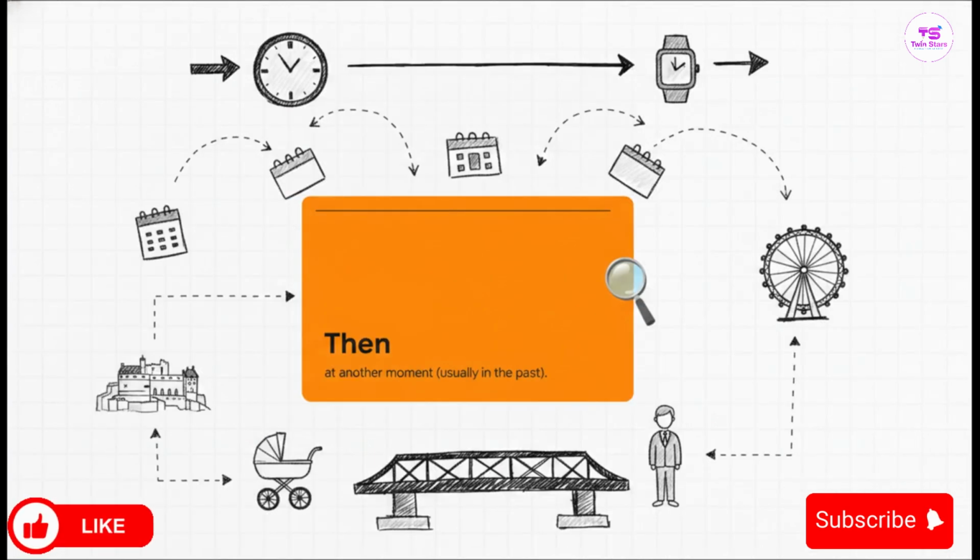Now contrast that with then. Then points to another moment, which is usually in the past. It's how we build a narrative bridge from one event to the next. The text shares this perfect example of a past sequence leading up to the present. I was born in Edinburgh, then we moved to London. See how it naturally jumps from one point on your timeline to another?